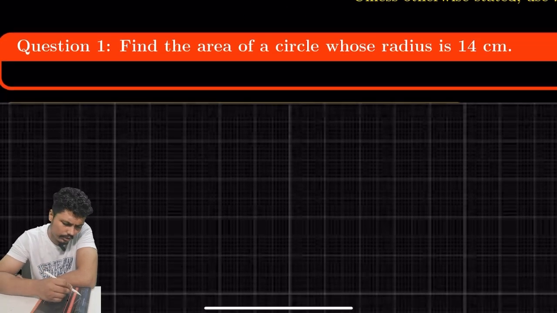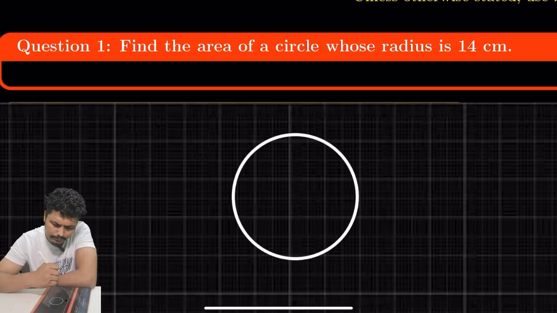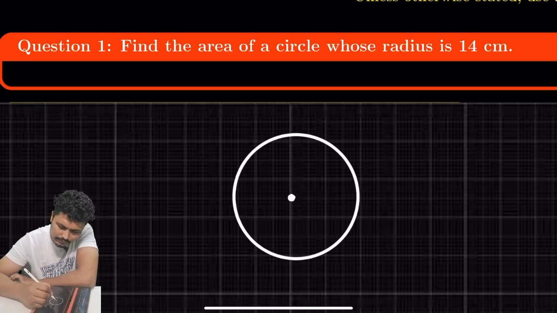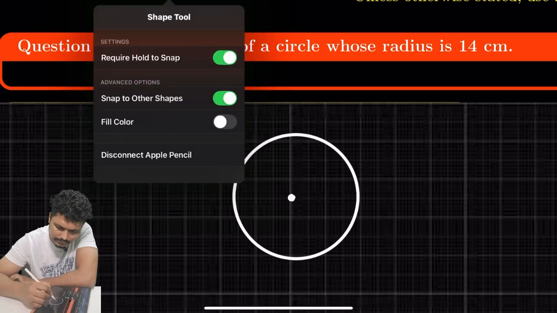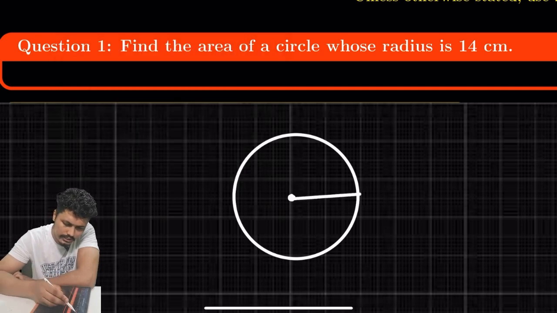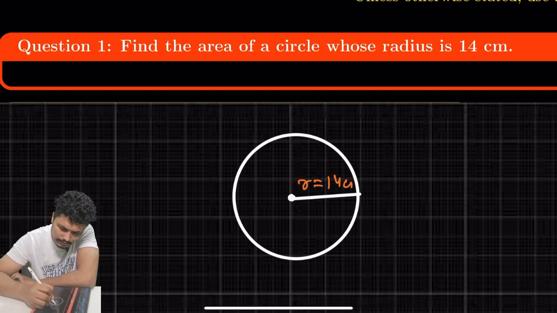Easy question. The question says there is a circle, and in this circle there is a center. Let's say this is my center, and there is a radius, this one. What is the radius of this circle? The radius is equal to 14 centimeter. And what they're asking is to find the area.